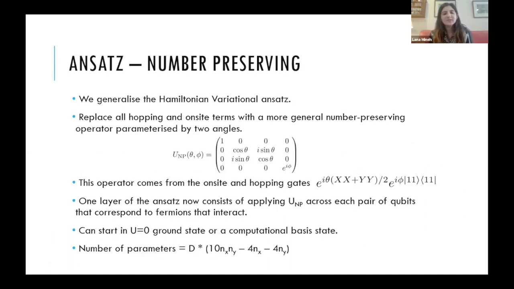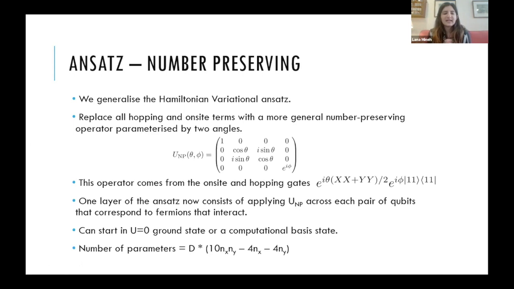We generalized the Hamiltonian variational ansatz and came up with something called the number preserving ansatz. We replaced all the hopping and on-site terms with a more general number preserving unitary, and we can do this because the Hamiltonian is number preserving. This operator comes from the on-site and hopping gates. One layer of the ansatz now consists of applying these unitaries across each pair of qubits that correspond to fermions that interact.